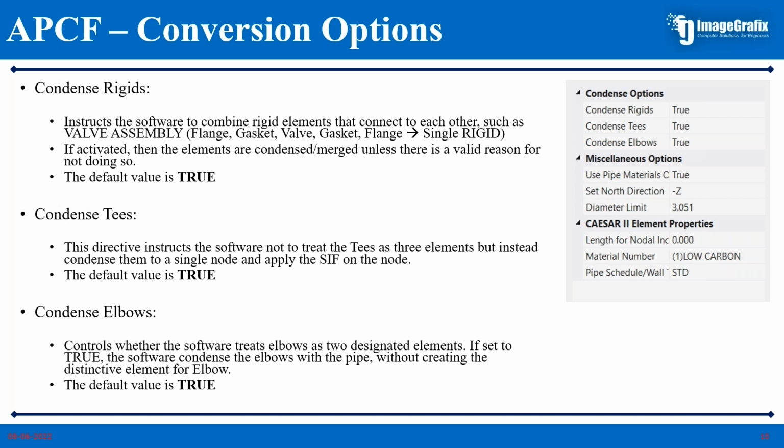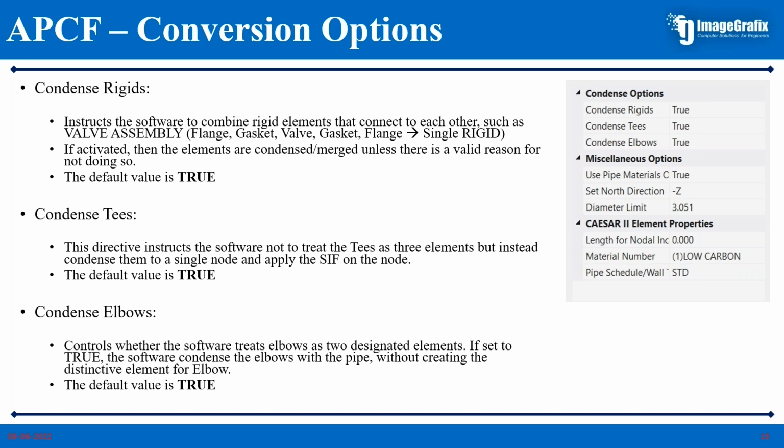Similarly for tees, if you make condense tees true, then for your tee only a single node is created at the intersection point with the major pipe. The tee component is condensed with your main pipe, and the SIF at that node number would be created. If I make it false, then the actual tee length elements for your branch and the header sections from the central intersecting node number would be created, and the tee element will be created, and the SIFs would be given at that intermediate junction node.